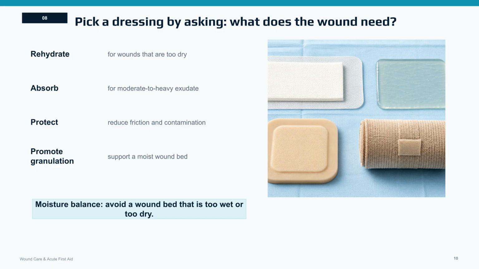Picking a dressing depends on what the wound needs. Rehydrate if too dry, absorb if there's heavy exudate, or protect from friction. The key is maintaining moisture balance, avoiding a wound bed that is either too wet or too dry to support proper healing.